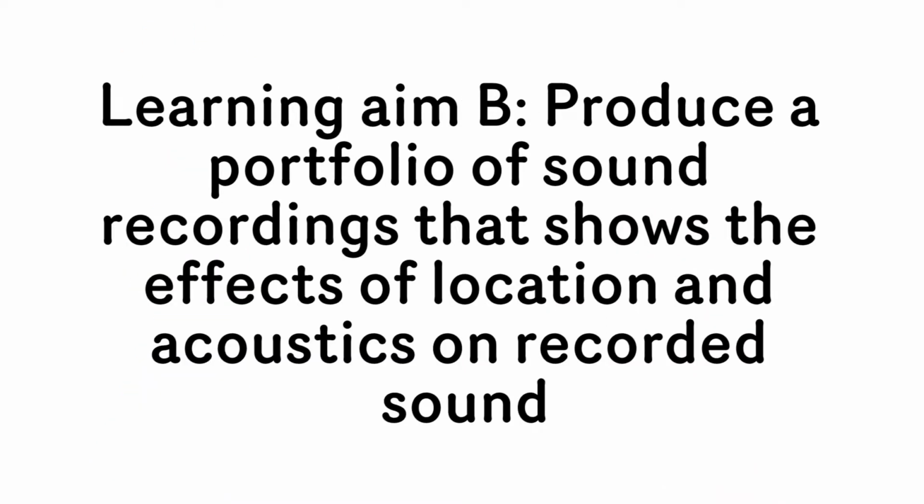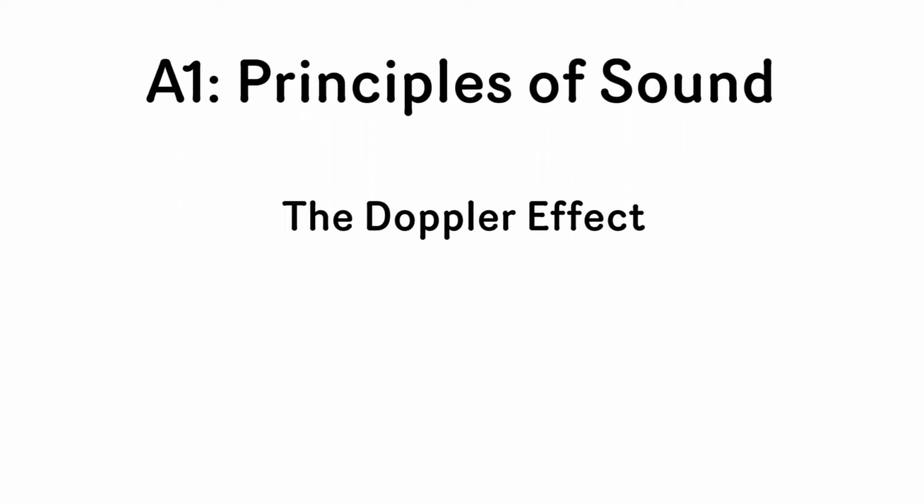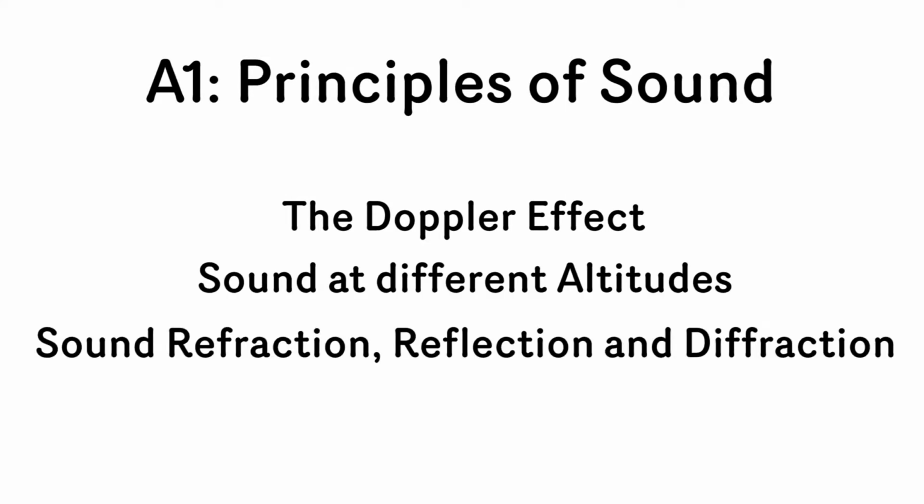When studying Learning Aim B for sound recording, there are 3 different sections that you need to consider and respond to. The first is understanding different principles of sound, which I will talk you through in this video, the science behind sound, as well as examples of how to record these sounds, which usually we evidence in experiments as part of a group-based workshop. The principles that we study are the Doppler effect, sounds at different altitudes, sound refractions, reflections and diffraction.